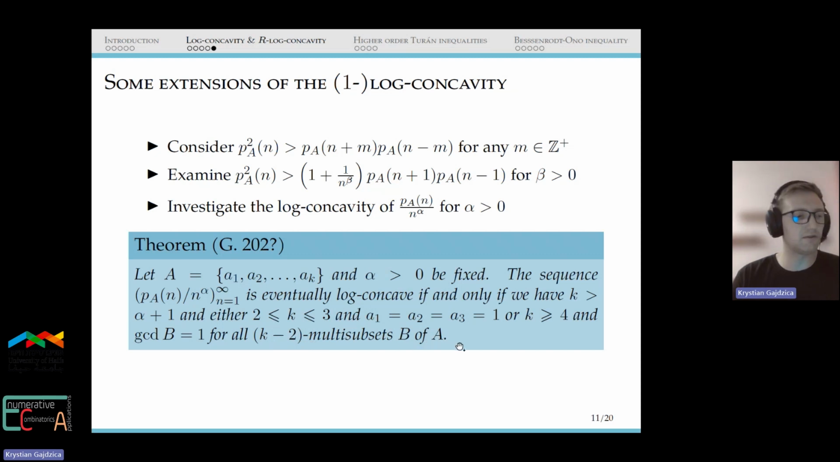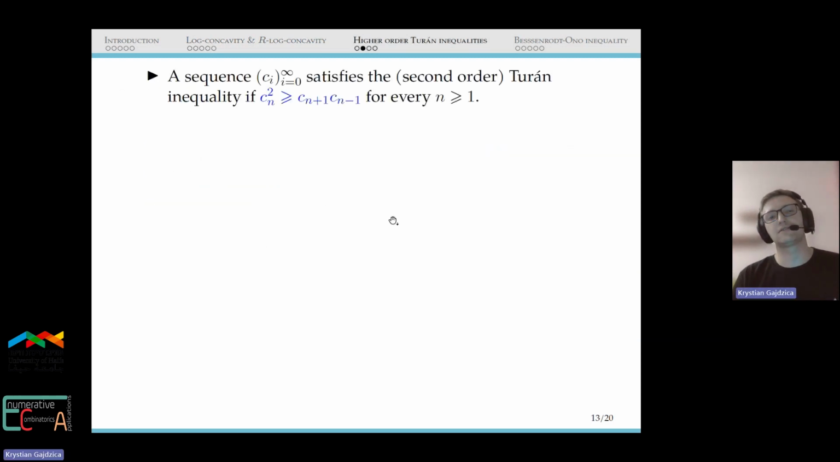Great. However, there are some more intriguing problems, and actually they are called the higher order Turán inequalities. We say that the sequence of real numbers C satisfies the second order Turán inequality if it fulfills the following inequality for all n greater or equal than 1. So it is just a weak version of the log concavity task.